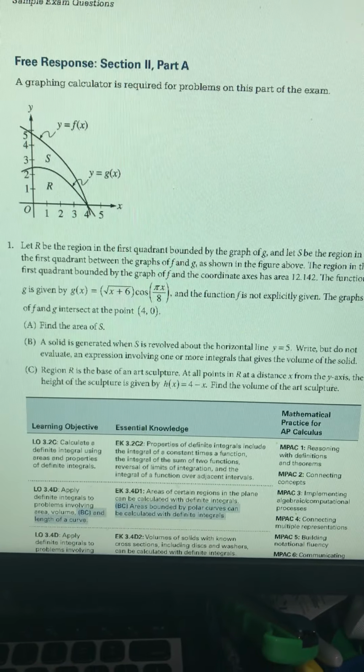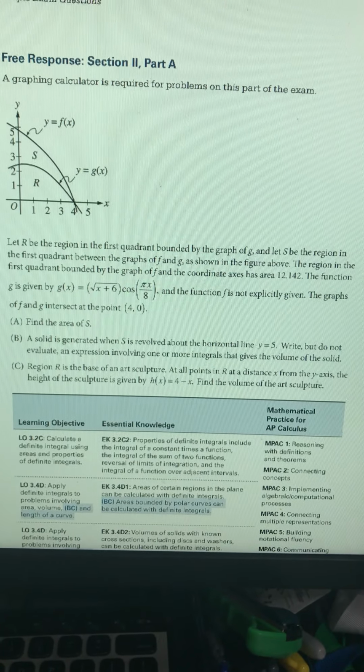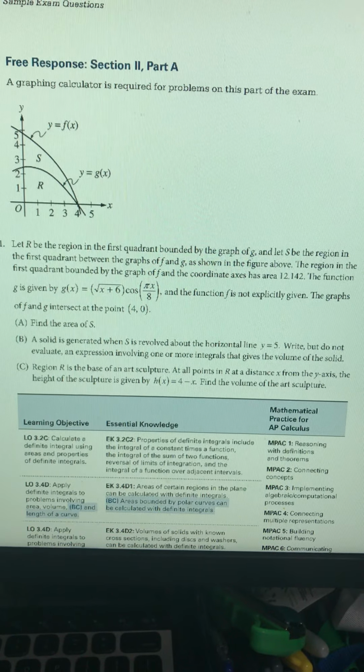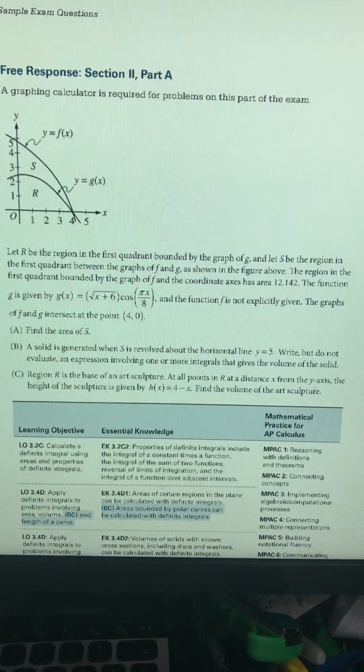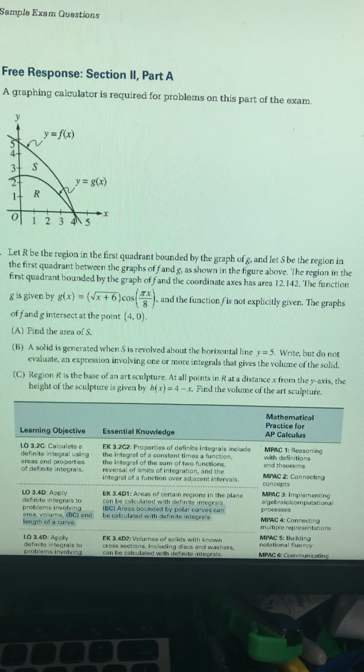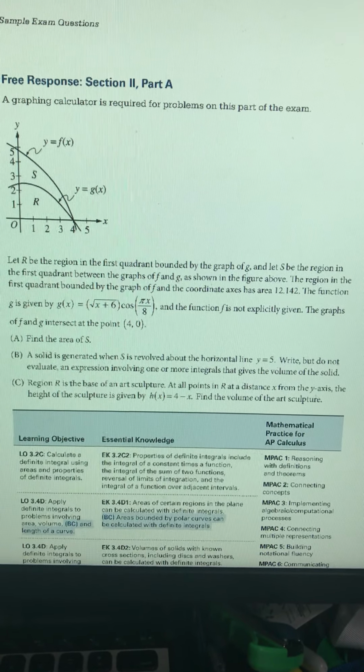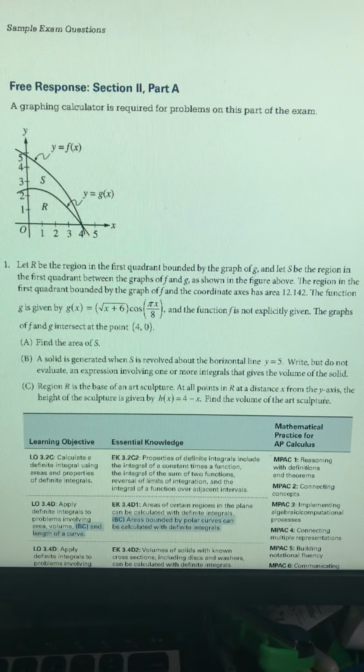And region R is the base of an art sculpture. At all points in R, at a distance x from the y-axis, the height of the sculpture is given by h equals 4 minus x. Find the volume of the art sculpture.